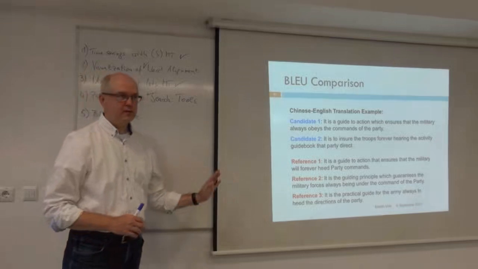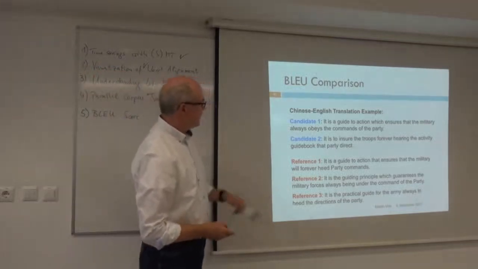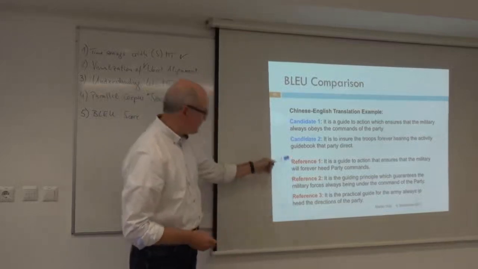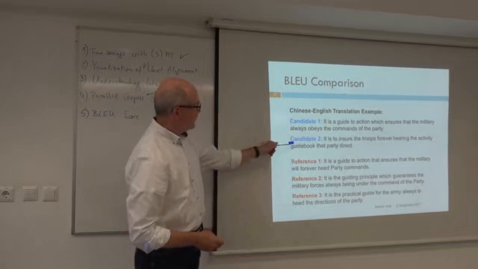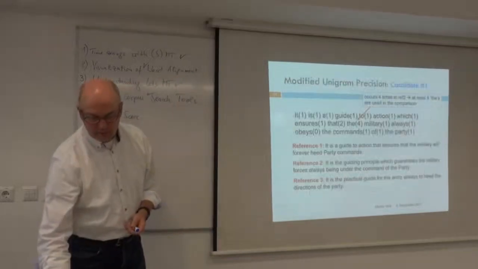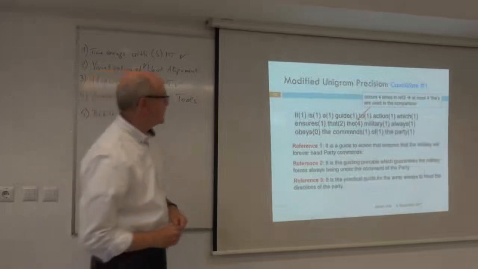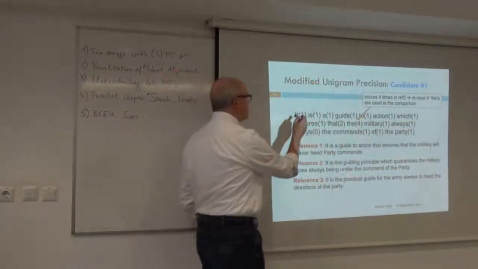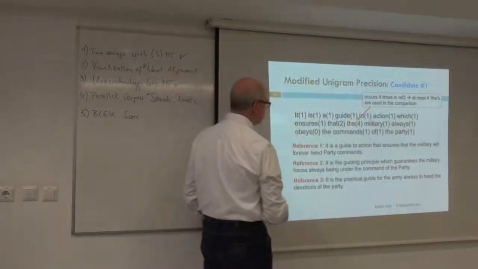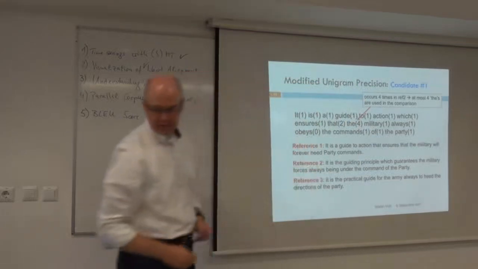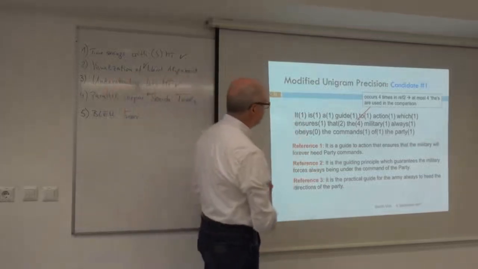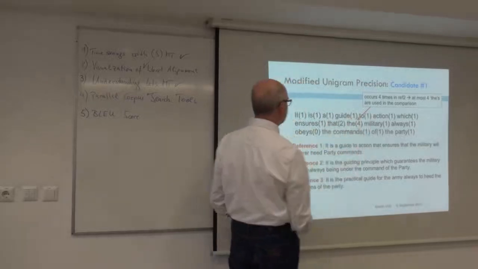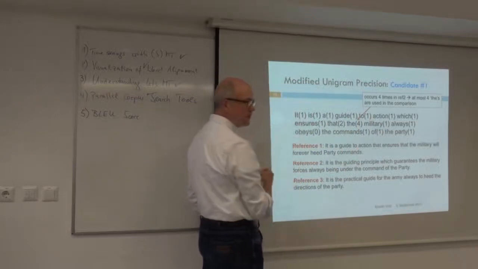Okay, three human translations. Now, our task is to find out how big is the overlap between machine translation output 1 and these three references, and how big is the overlap between candidate number 2 and these three references. And here we go through this step by step. First thing we want to compute is called unigram precision. That means how many single words in our machine translation occur in any of these reference translations. Now, the word it, does it occur in any of the reference translations? Yes, is, yes, a, yes, guide, yes, and so on and so forth. It turns out the only word that does not occur in any of the reference translations is the word obeys.